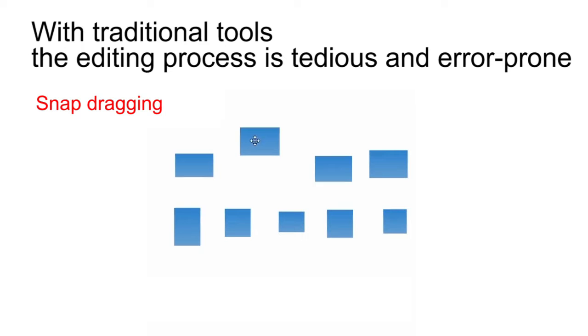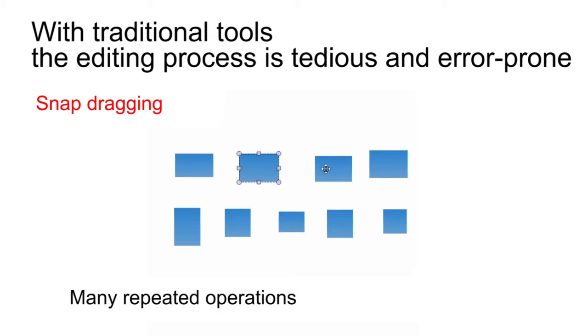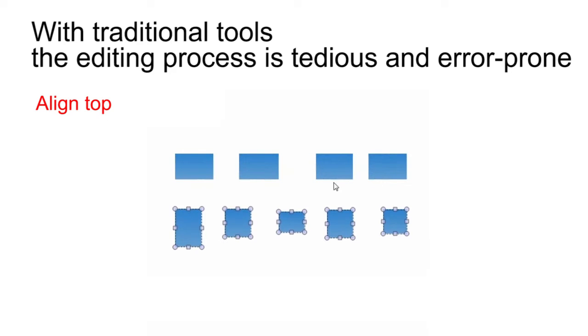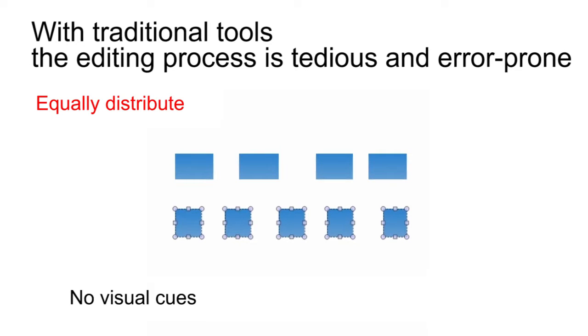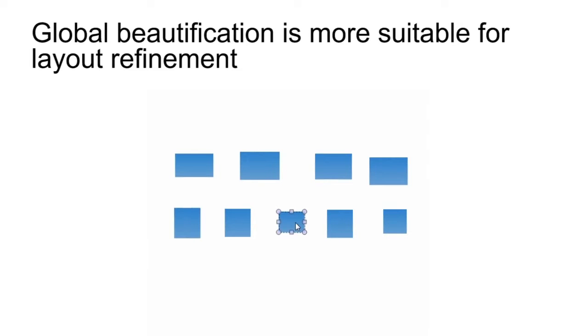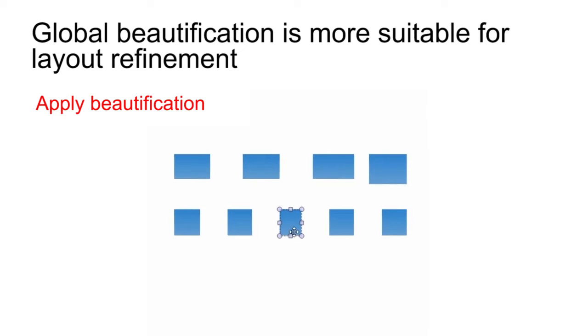traditional tools. The snap-dragging tool requires many repeated operations, and the alignment command does not provide visual cues during the editing. Compared with traditional tools, a global beautification framework is more suitable for layout refinement.